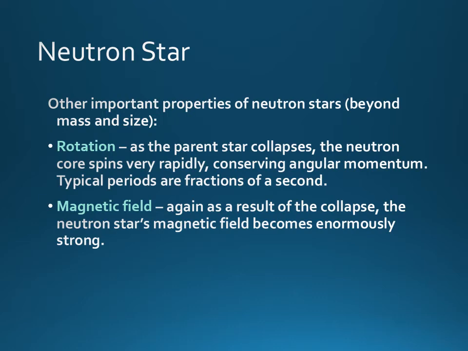From that blinking point of light, astronomers learned that there are other important properties of neutron stars besides mass and size. The rate of rotation is important. As the parent star collapses, the neutron core spins very rapidly, conserving angular momentum. Typical periods are fractions of a second. The strength of the magnetic field is important. Again, as a result of the collapse, the neutron star's magnetic field becomes enormously strong.